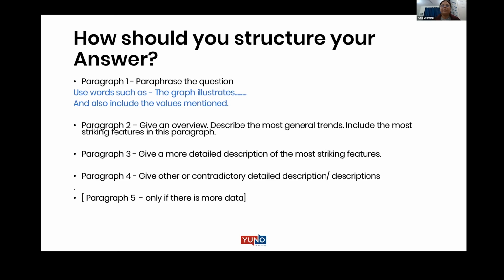So mostly you have 4 paragraphs in your writing task 1. But yes, if the information is too much, you can have another paragraph. Then only you may add this paragraph 5, not otherwise. Usually in just 4 paragraphs you're able to sum up, like you're able to summarize everything. I just used the word sum up. We do not sum up anything, we just summarize it. To sum up is to conclude.